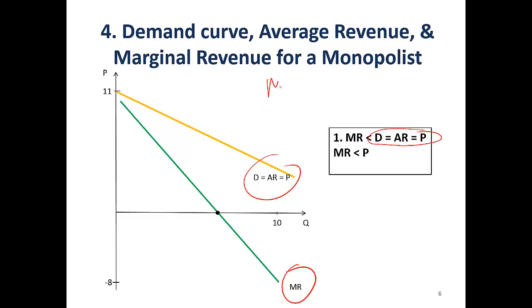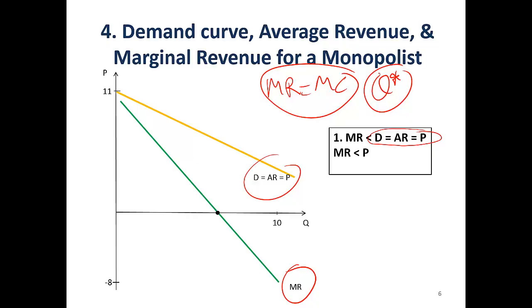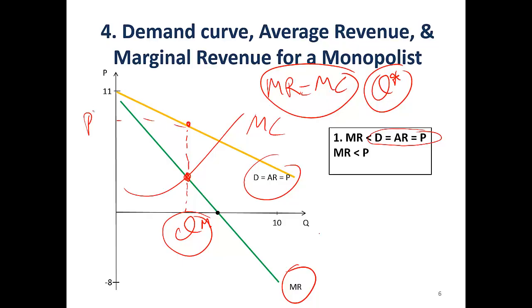Because the rule was marginal revenue equals marginal cost to find the optimal level of output. Remember step number 1? So we're going to have a marginal cost curve here. Marginal cost equals marginal revenue. You're going to determine the optimal level of output for a monopolist. Then the next step will be determining price by using the demand curve. We'll talk about that in the next part.